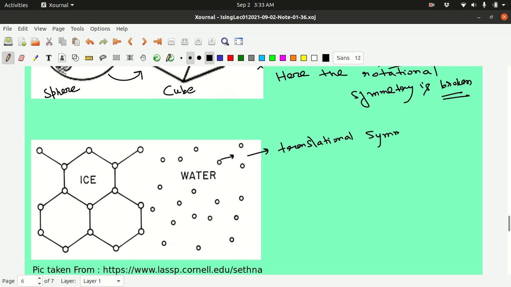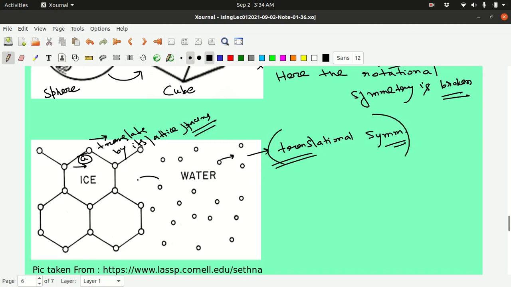But if you go to the crystal phase, which is the ice, you can translate by its periodic lattice spacing, right? Not by any angle, not by any amount of vector. So you can translate by the lattice constant A, but in case of water you can translate by any amount. So water contains the translational symmetry, and going from water to ice, you have broken the translational symmetry.